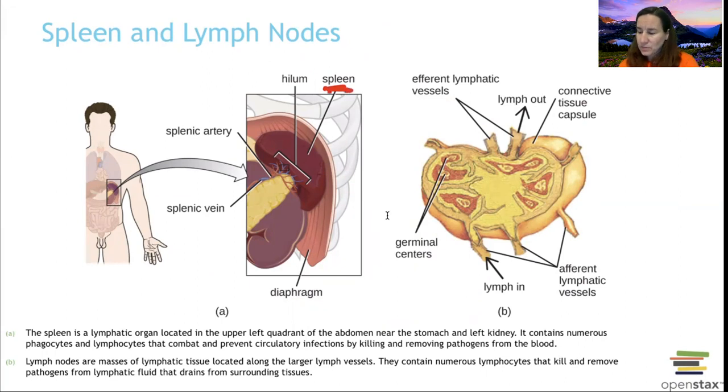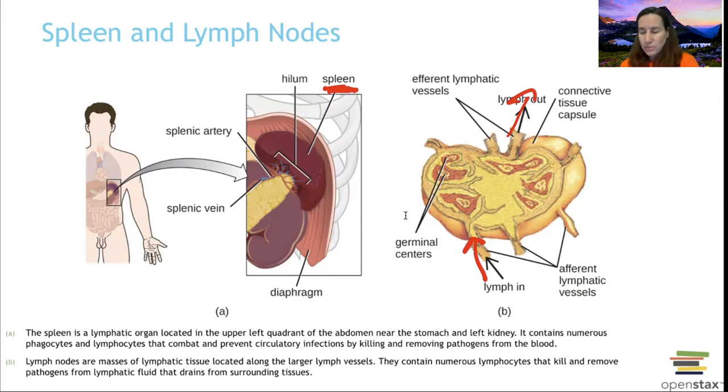But here is the spleen. Over here, it's going to help. Here is an enlarged picture of our lymph node. And again, I said it comes in and then it's going to leave out. And by the time it gets out of there, it's 99 point something percent pure as it leaves.